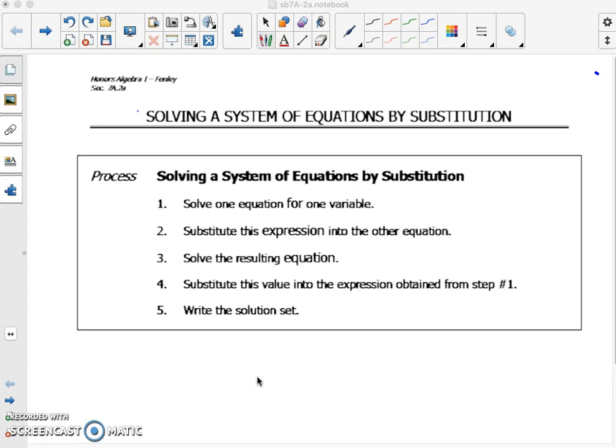So as I said yesterday, we're going to learn several different methods of solving systems of equations. Today is going to be by substitution.